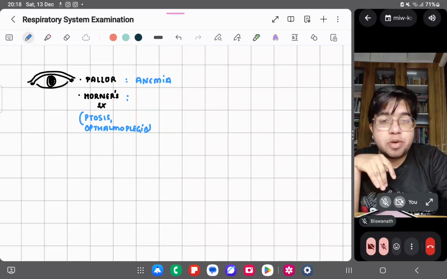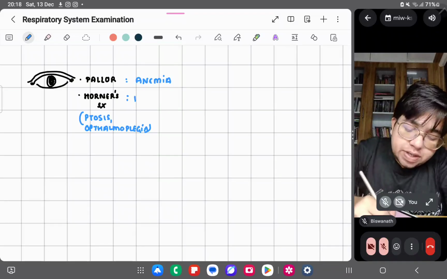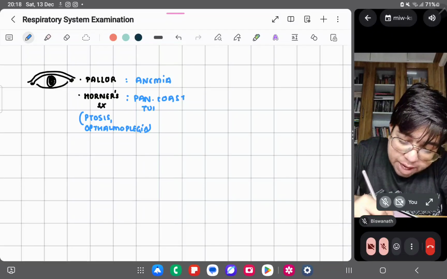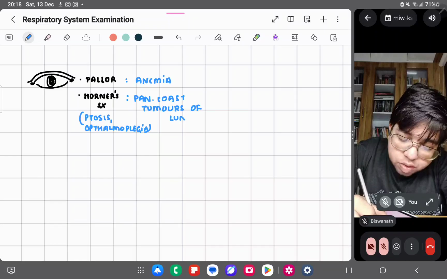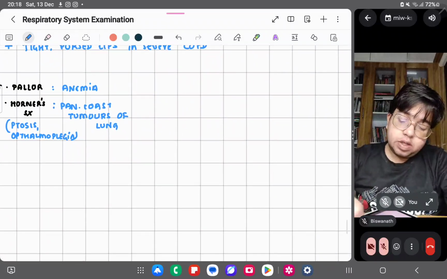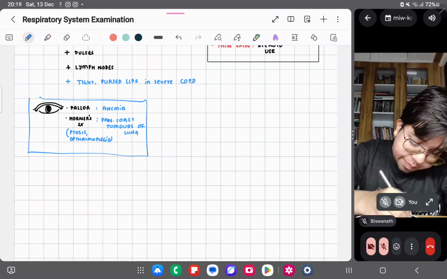What is the name of the tumor? Can you guess? You have read it in pathology. The tumors are called Pancoast tumors. Pancoast tumors of lung. Okay, very important. So this thing you know from your eye itself.